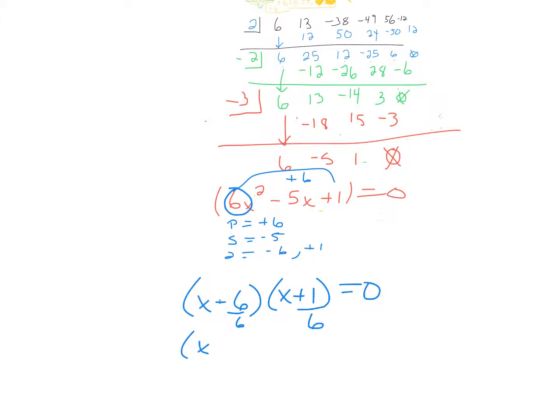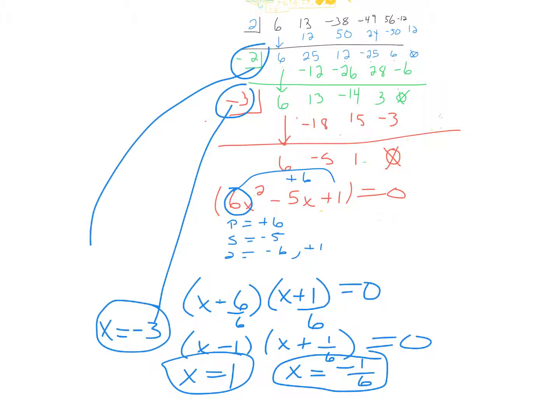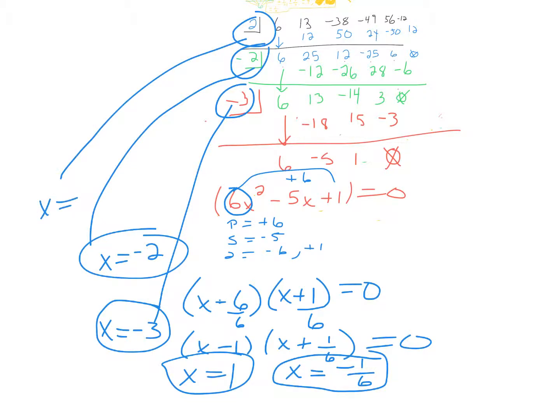So we're going to have x minus 1 and x plus 1/6 is equal to 0. So solving, x equals 1, x equals -1/6. So there's 2. Now don't forget these other ones up here. X equaled -3. And don't forget this one that said X equaled -2. And don't forget this one right here that said X is equal to +2.